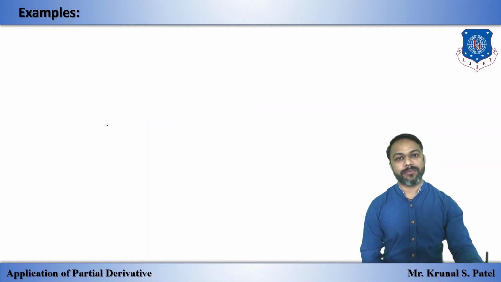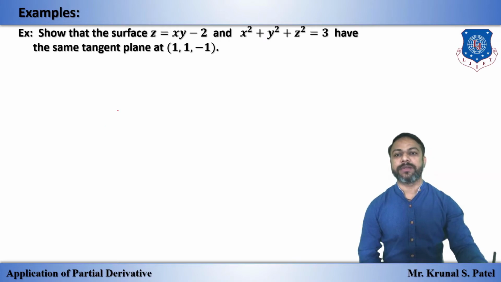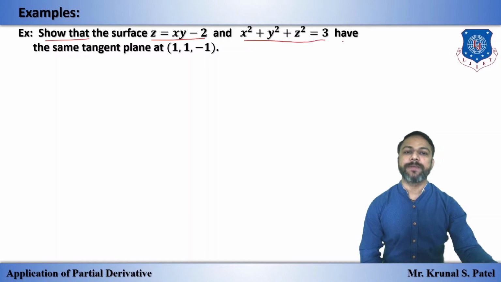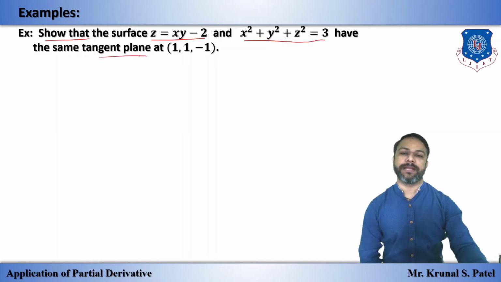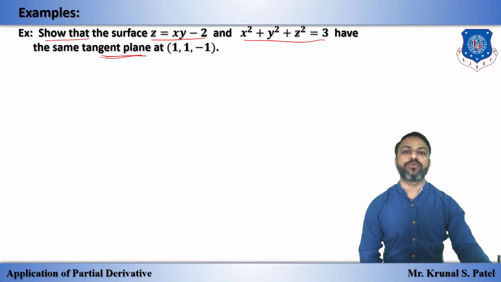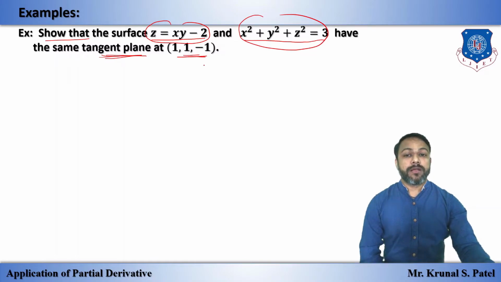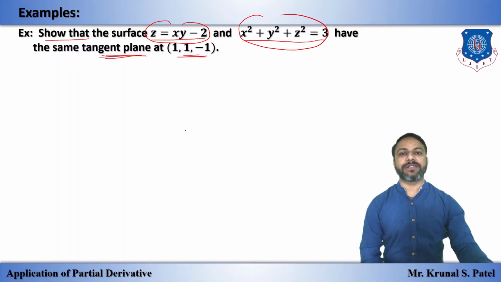Okay. Now one more example, and this example is quite different from the previous two examples. The example is: show that the surface z is equal to xy minus 2 and x square plus y square plus z square is equal to 3 have the same tangent plane. So here no need to find a normal line, we only have to find the tangent plane for this surface at this point and this surface at this point, same point, and we have to show that both equations are the same. So let's start with the same process.